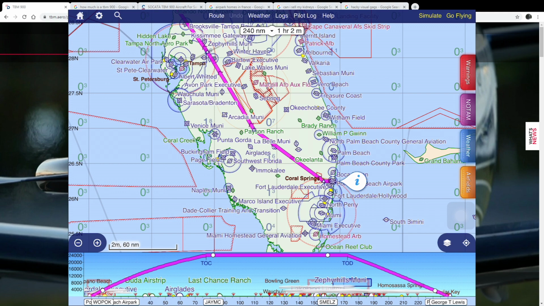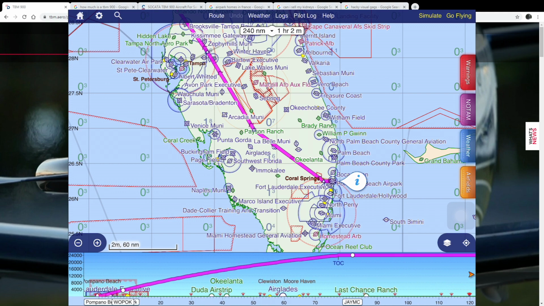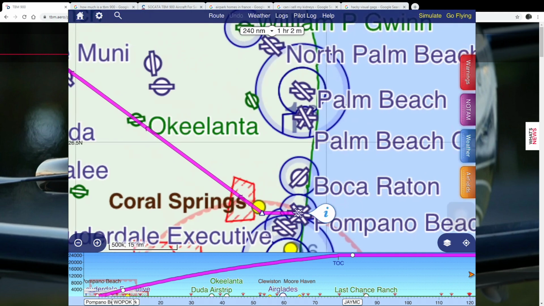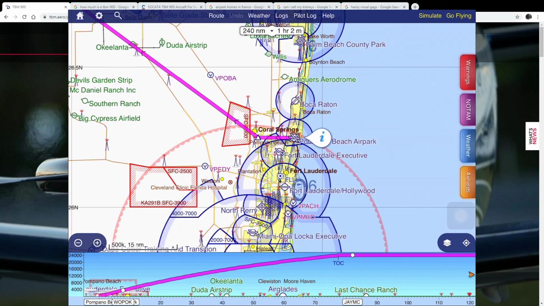So for Steve-O's flight from Pompano Beach across to Cedar Key, the flight would be reasonably straightforward from an airspace perspective. There's always routing considerations. You always have to consider which route you're going to use, which Victor airway you're going to use. But from an airspace planning perspective, it's very straightforward.